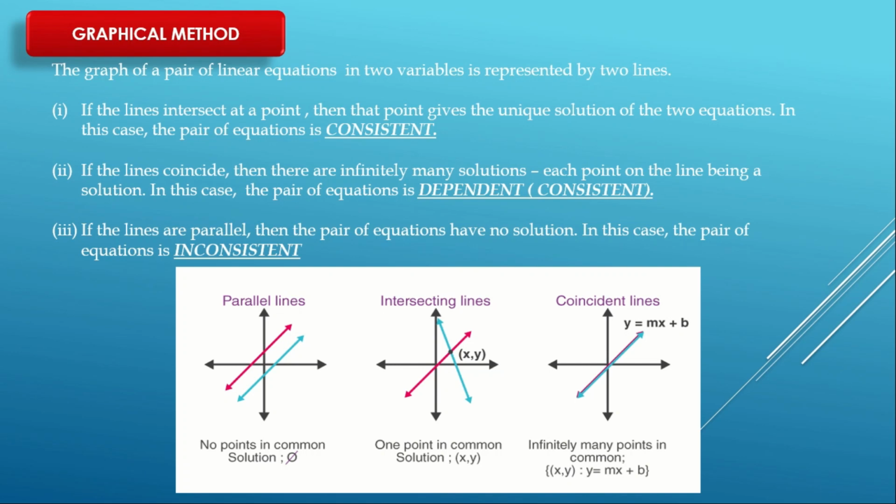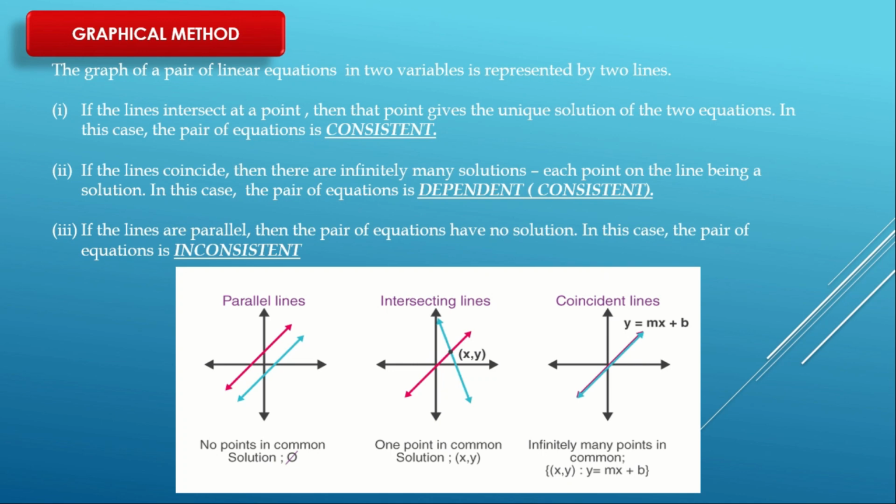Moving on to the second case, if the lines coincide, then there are infinitely many solutions, each point on the line being a solution. In this case, the pair of equations is dependent and also it is called consistent. If both the given equations in the graphical representation are the same, then you will get two lines which coincide with each other, one merged with another. So this is called a coincident line. Each and every point of the line is a solution of the equation. So this type of equation is consistent and also dependent.